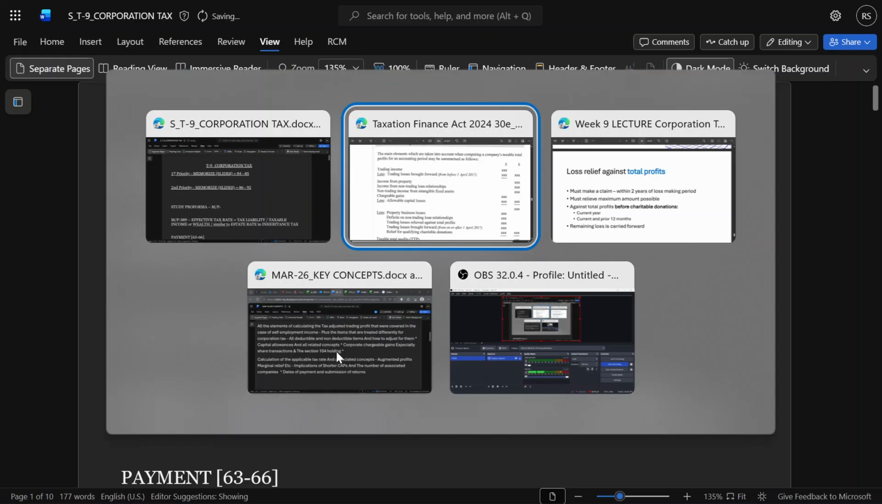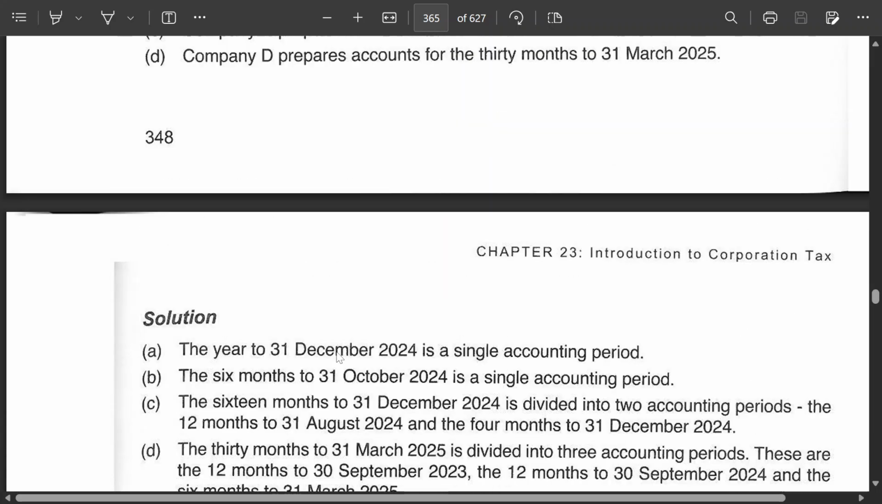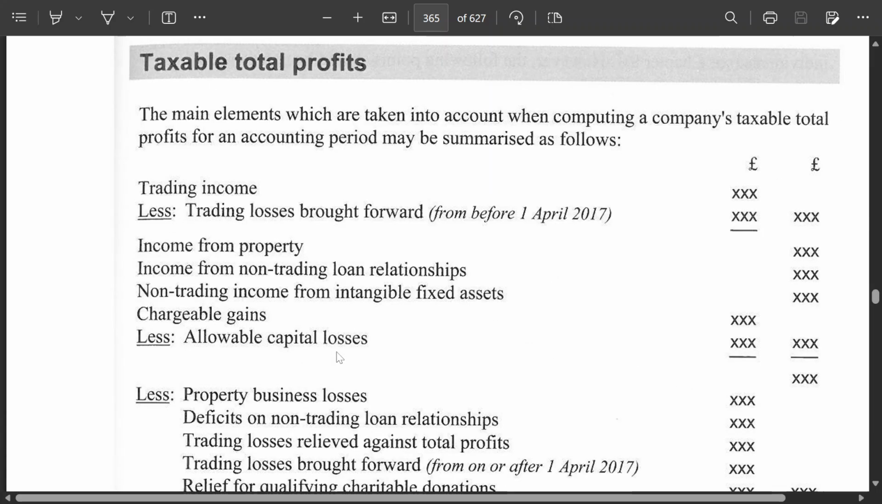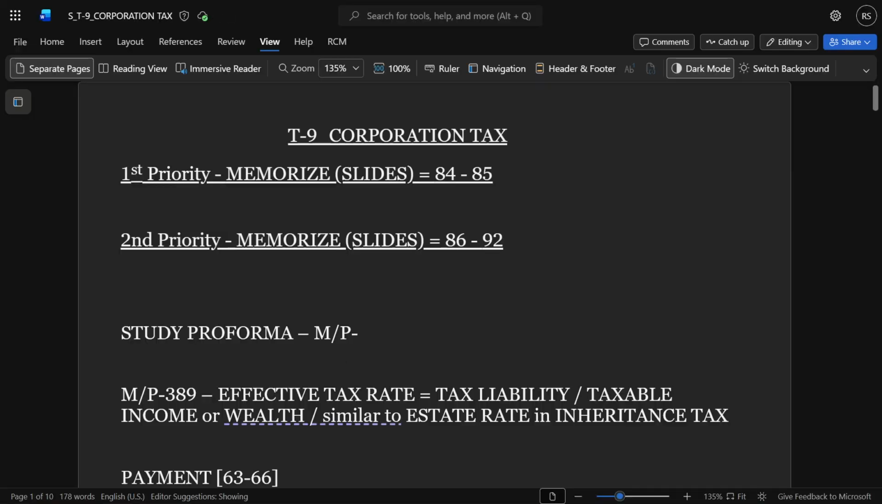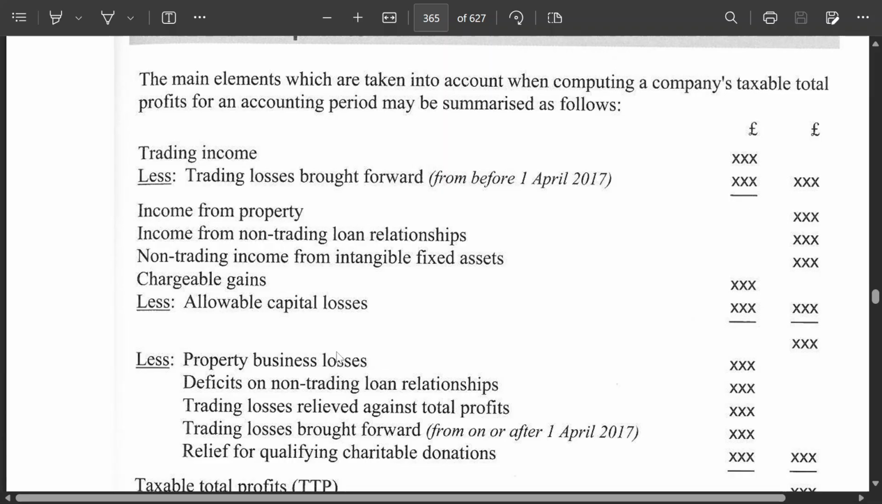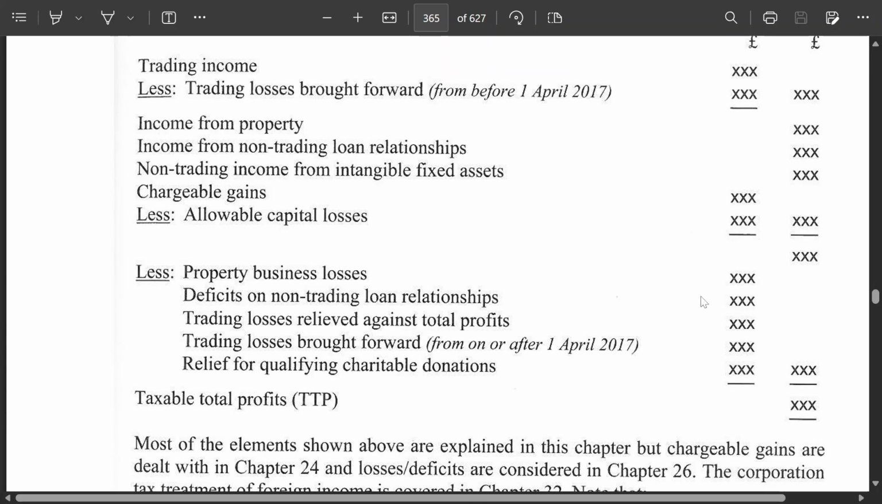Melville page, what is the page number? 349. Melville page 349. Now this part is very important, okay? What is the structure of, look at this. This is the part you need to remember about trading losses.